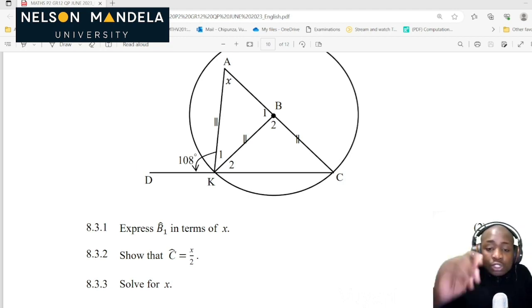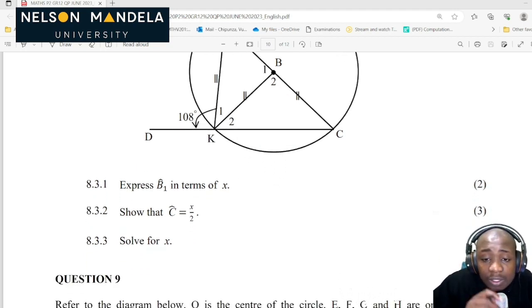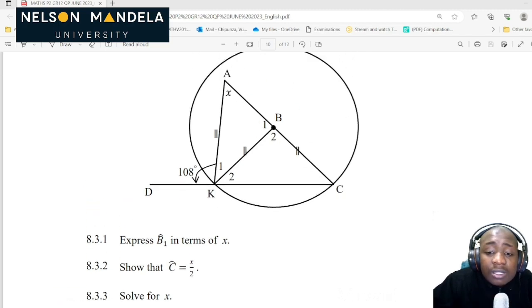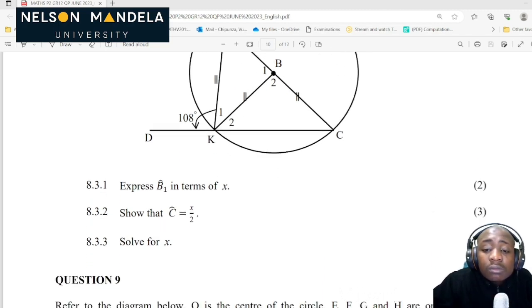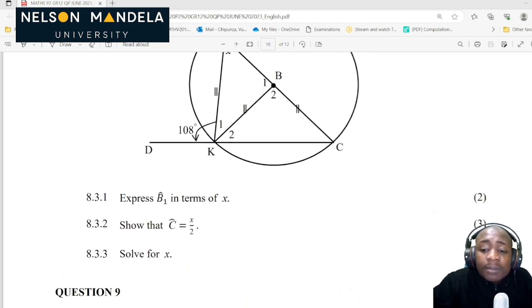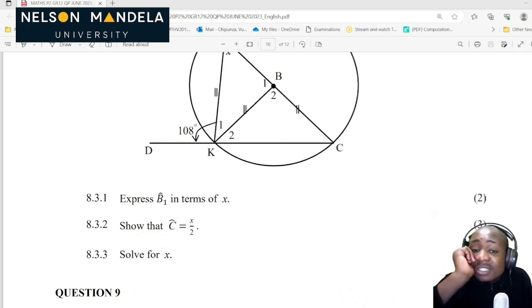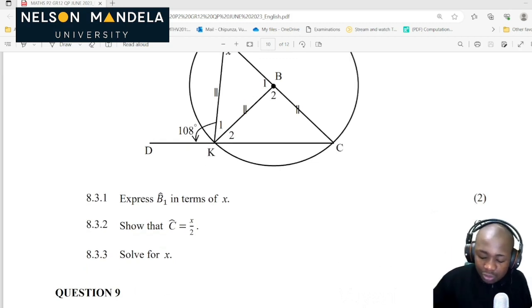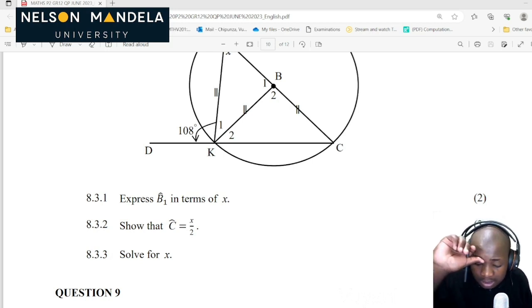8.3.2, show that angle C is equal to X over 2. That's scary. Why is it X over 2? Anyone who knows, just type in the comment section. Why is C equal to X over 2? It's like 2 marks, guys. Why is it that?